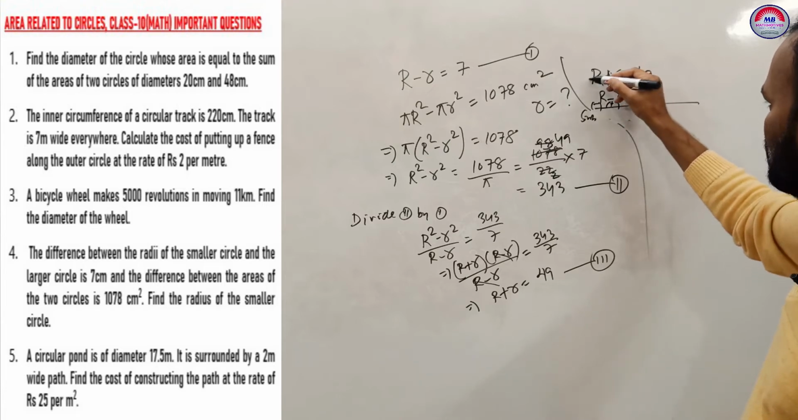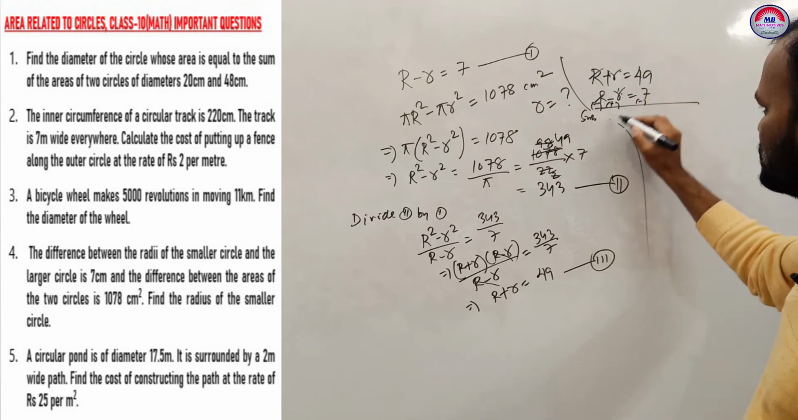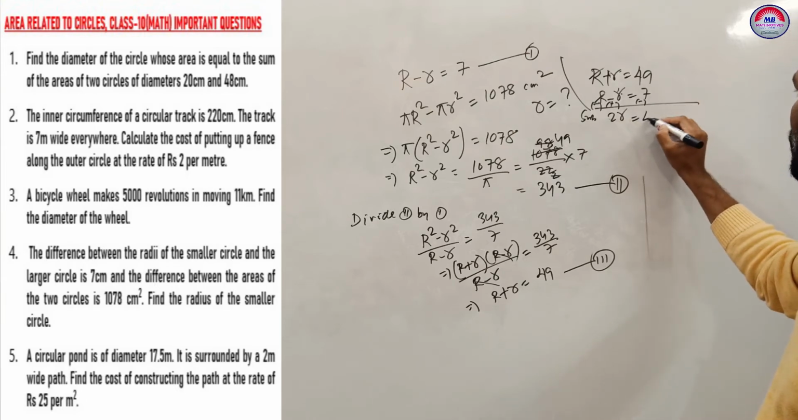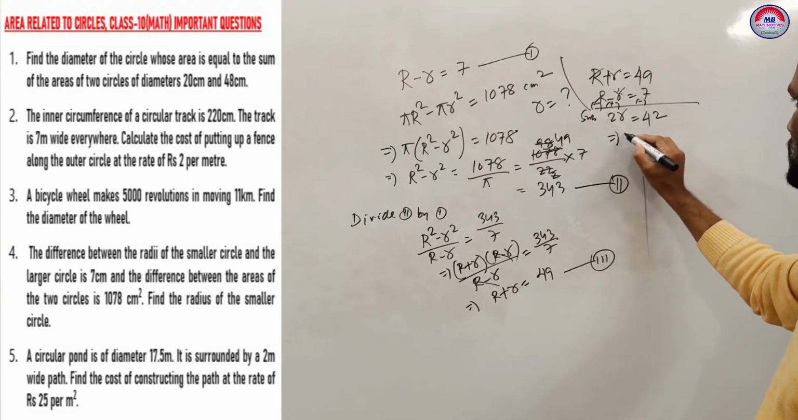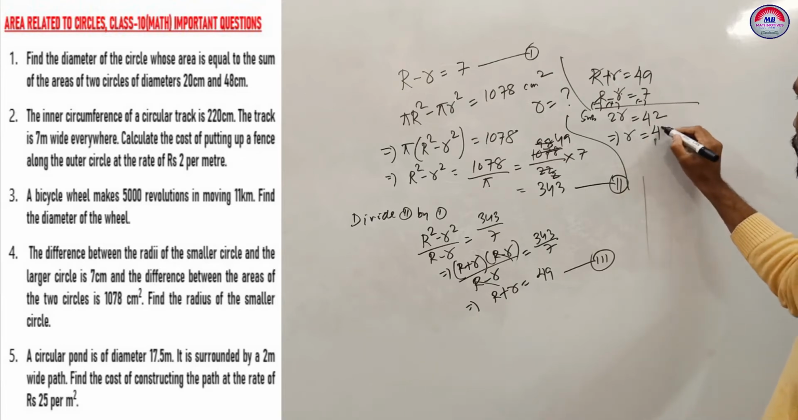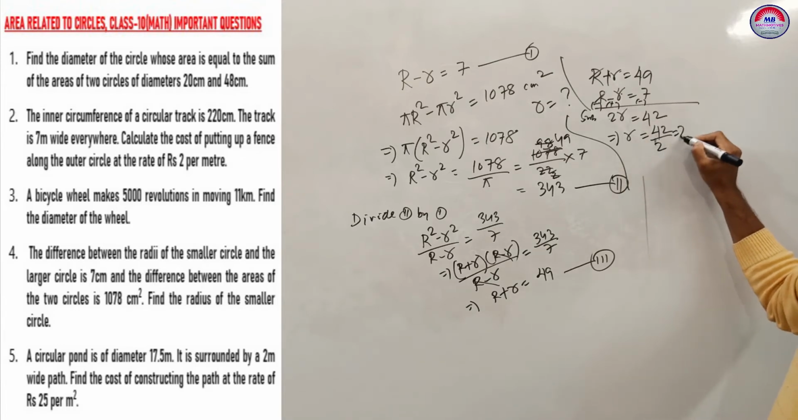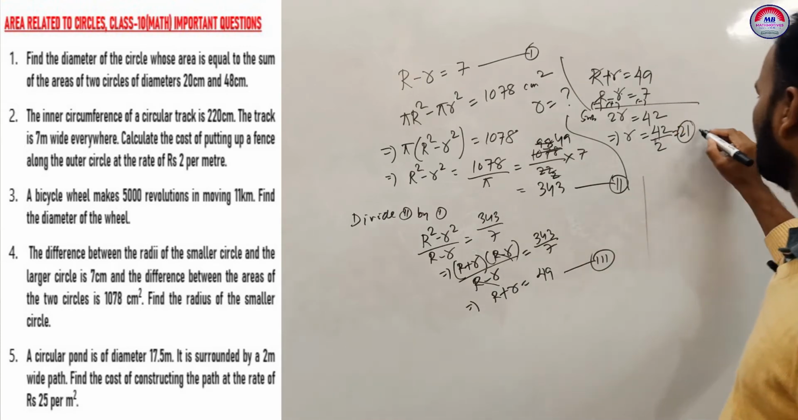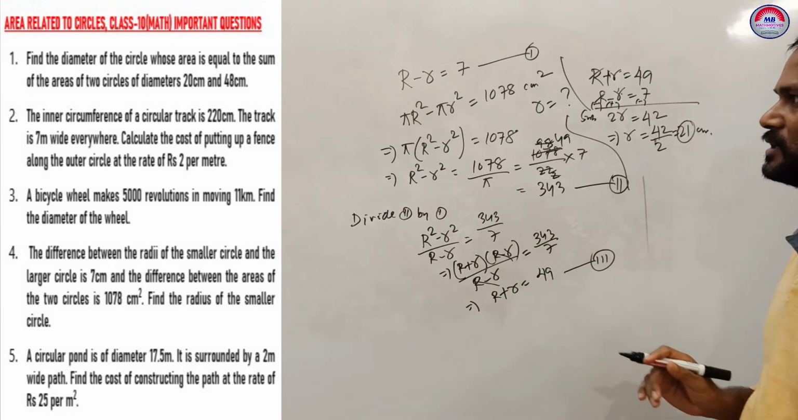Now capital R cancels, r plus r, 2r is equal to 42. That implies small r is equal to 42 upon 2, that equals 21. 21 is the answer, 21 centimeter. 21 centimeter is the answer.